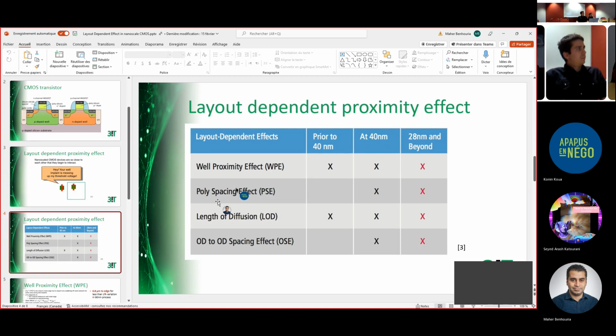Each poly has to have a gate at 180 nanometers for each.